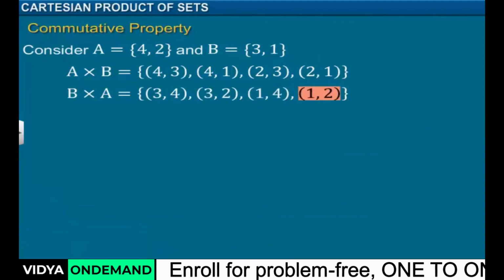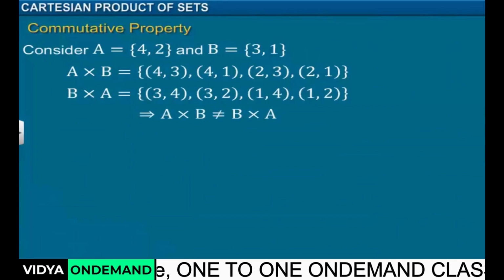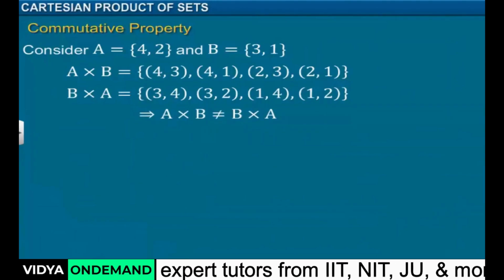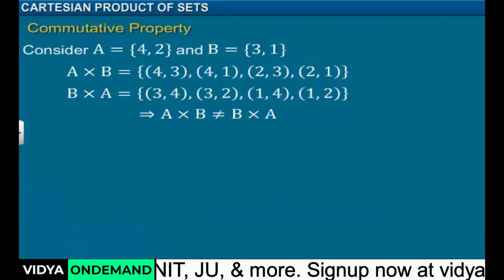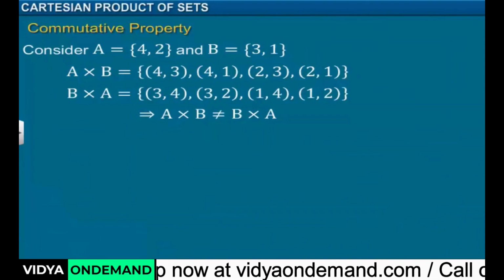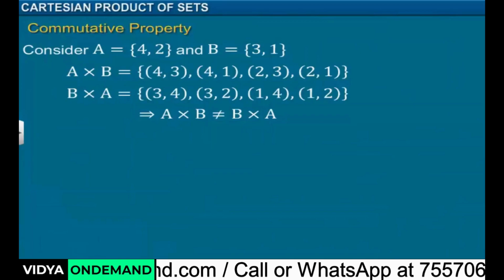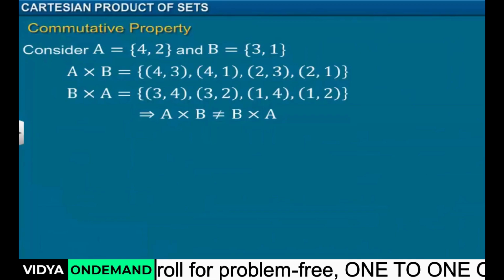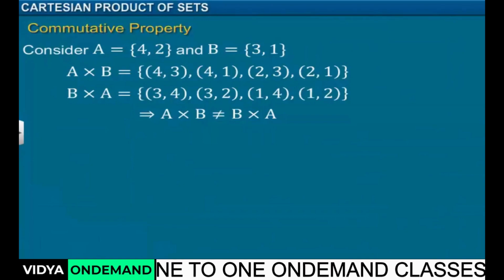We notice that A cross B is not equal to B cross A. This implies the Cartesian product is not commutative. But if A and B are equal sets, then the Cartesian product of A and B is the same as the Cartesian product of B and A.